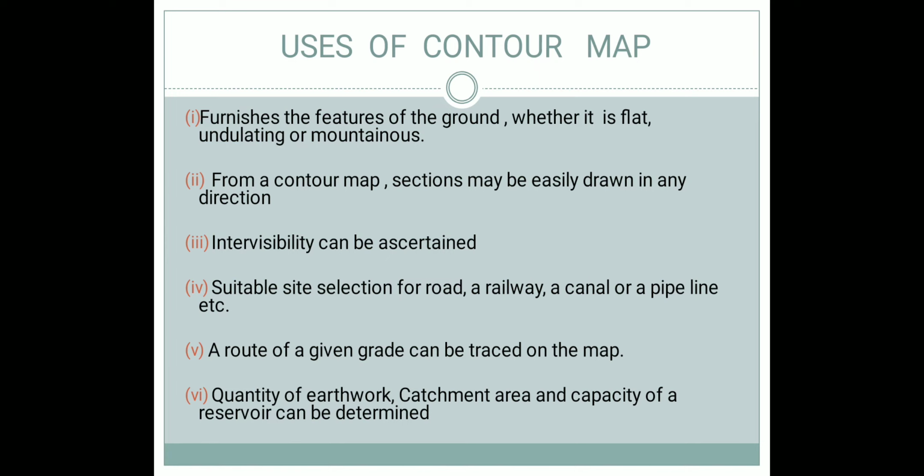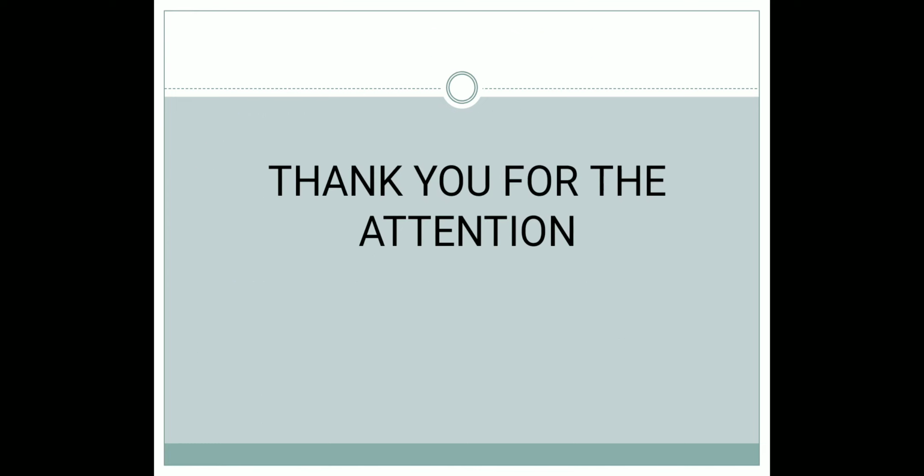Next are the uses of the contour map. It furnishes the features of the ground, whether it is flat, undulating or mountainous. From a contour map, sections may be easily drawn in any direction. Intervisibility can be ascertained. Suitable site selection for roads, railways, canals and pipelines can be done. A route for a given grade can be traced on a map. Quantity of earthwork, catchment area and capacity of a reservoir can be determined.